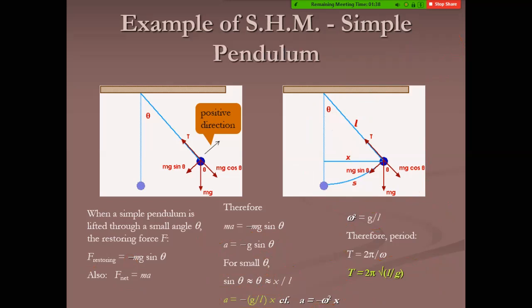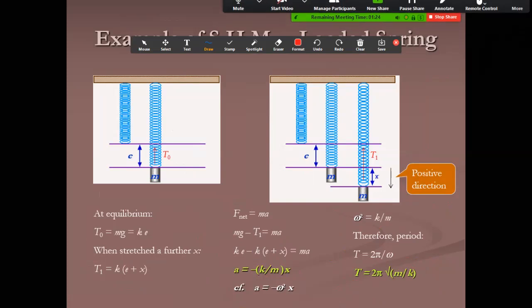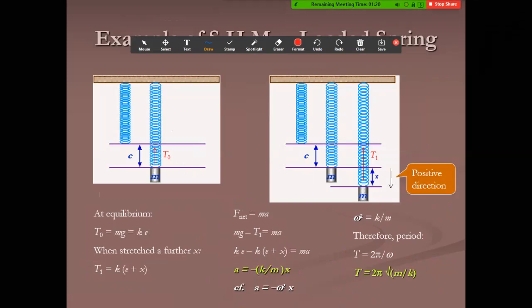Okay class, so let's go for the spring system. How did they get 2 pi root of m over k? You see here, this spring is at the origin in this diagram. When you extend it further down, you have a tension acting up and weight mg acting down. So T naught is equal to mg.